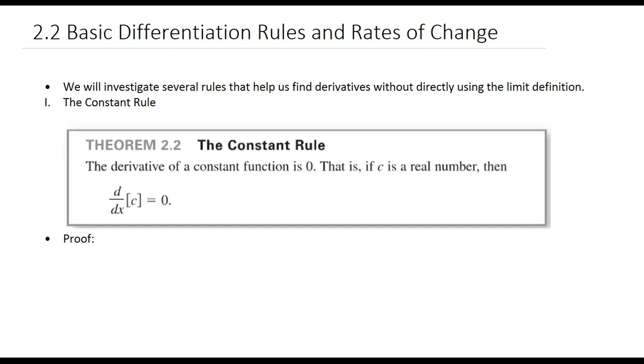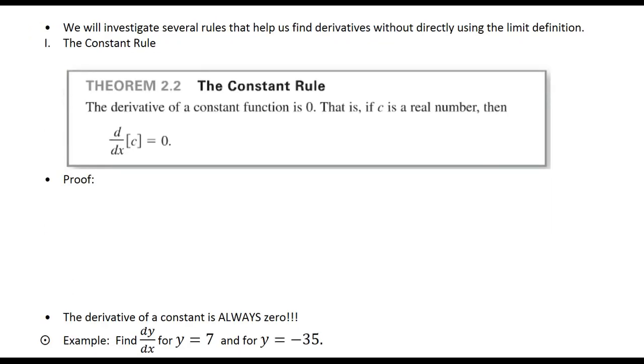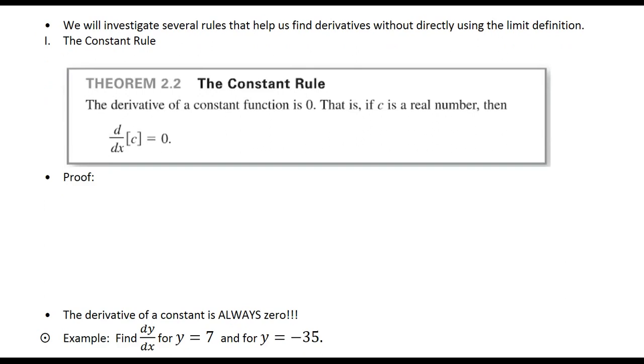So the very first one is what we call the constant rule. The derivative of a constant function is always 0. So anytime you're taking the derivative of a real number, there's no x's or anything like that, the derivative with respect to x of c is going to be 0. So we're going to look at a proof of this one because this one is really short, simple to prove. It's a very pretty proof.